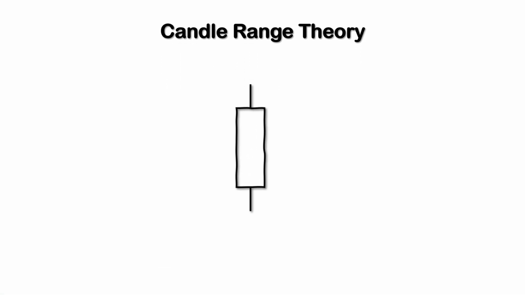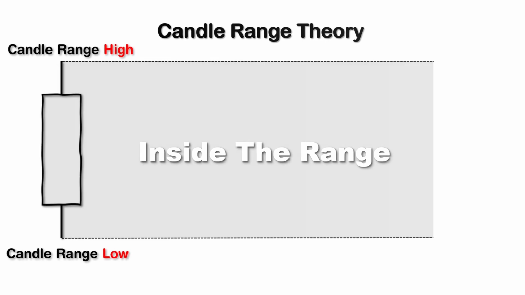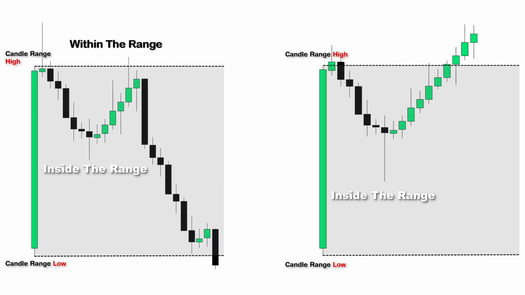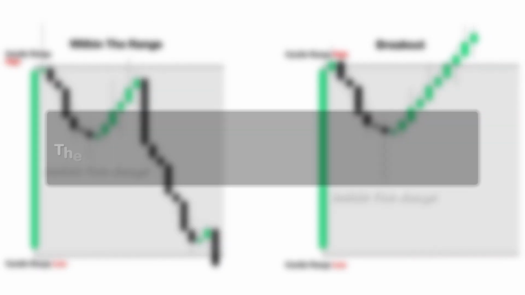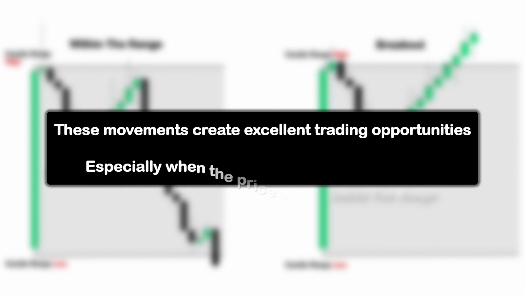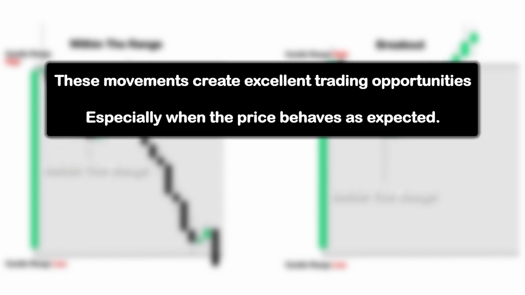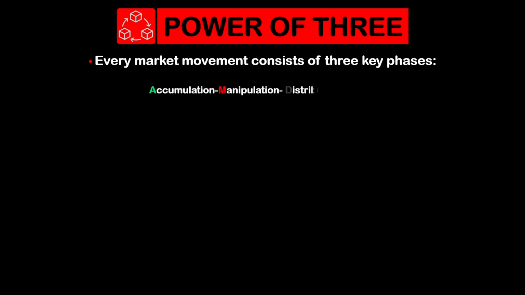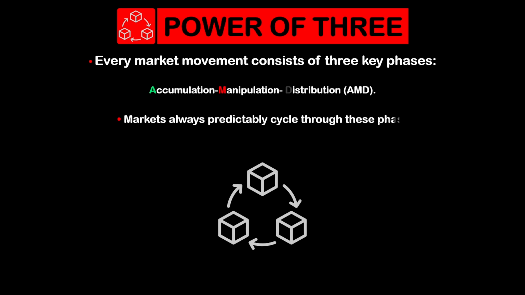Candle range theory explains that every candlestick has a defined range, and the price can either trade within this range or break out of it. These movements create excellent trading opportunities, especially when the price behaves as expected. These expectations are summarized in the power of three, which highlights that every market movement consists of three key phases: accumulation, manipulation, and distribution. Markets always predictably cycle through these phases.